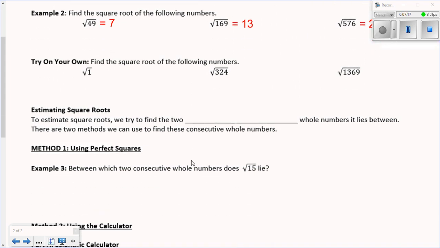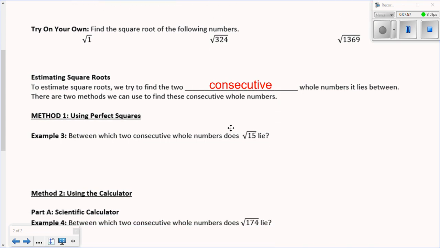Estimating square roots. So we estimate square roots when it's not going to be that nice pretty number, okay? To estimate square roots, we actually find the 2 consecutive whole numbers it lies between. So we're not going to give a decimal for it. We're going to give the 2 whole numbers that square root is going to be between, okay? And make sure you notice it's consecutive whole numbers, not just 2 whole numbers. They have to be one right after another. So like it can be between 3 and 4. It can be between 17 and 18. Those are 2 consecutive whole numbers. Okay? There's 2 methods that you can do for this. Alright? Example 1.